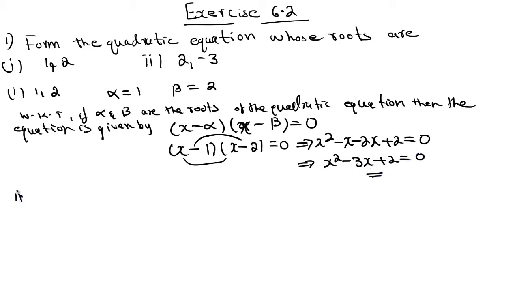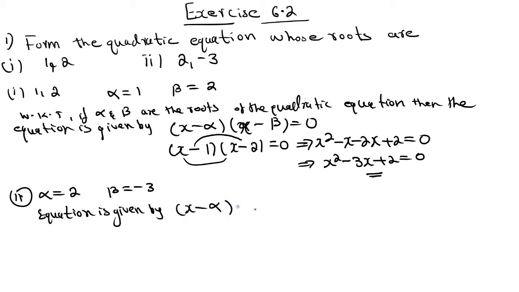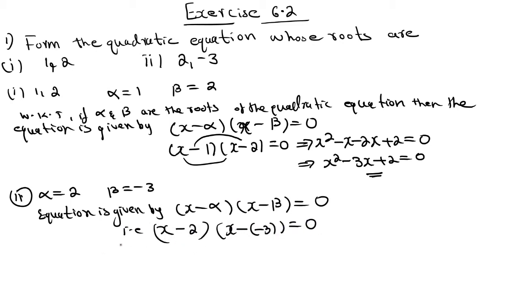In the second case, alpha is equal to 2 and beta value is equal to minus 3. The equation is given by, write the formula, x minus alpha into x minus beta is equal to 0. That is x minus alpha value is 2, into x minus what is beta? Beta value is minus 3, is equal to 0. So if you multiply, what you will get? x minus 2 into x plus 3 is equal to 0.